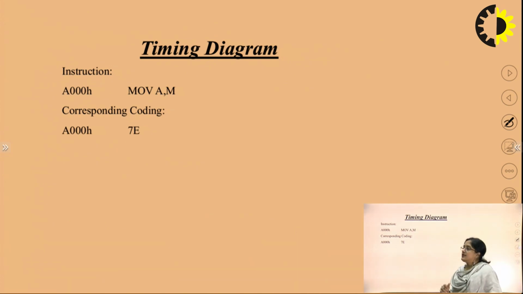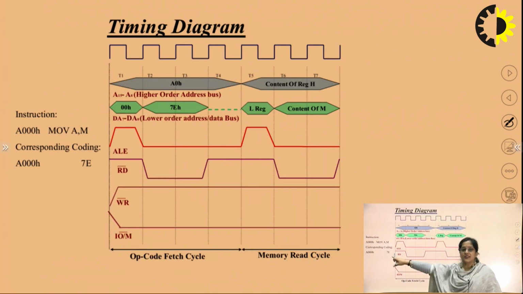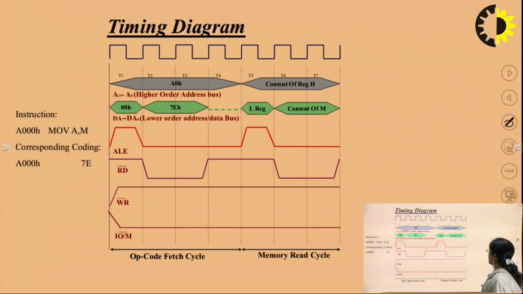Now this is the instruction where we have to get data from a memory location. MOV A, M. This is a 1 byte instruction. Opcode fetch is the only cycle, but here the data is not in a register. It's in a memory location. So we have to fetch data from a memory location. In this case, it is a 1 byte instruction, but it requires 2 machine operations: one is opcode fetch and one is memory read.